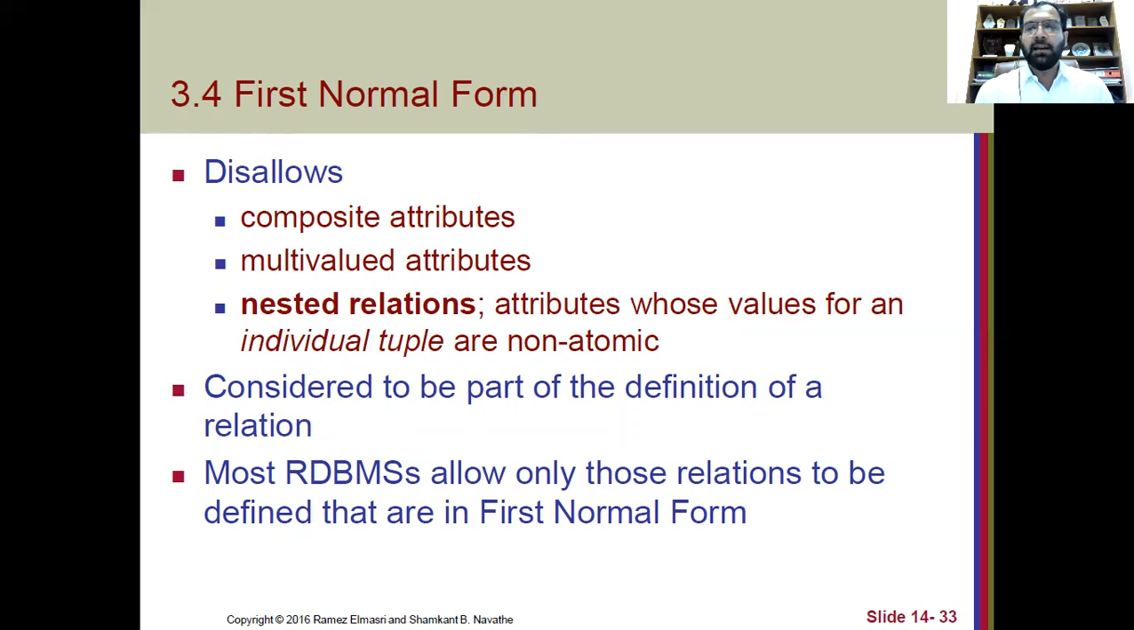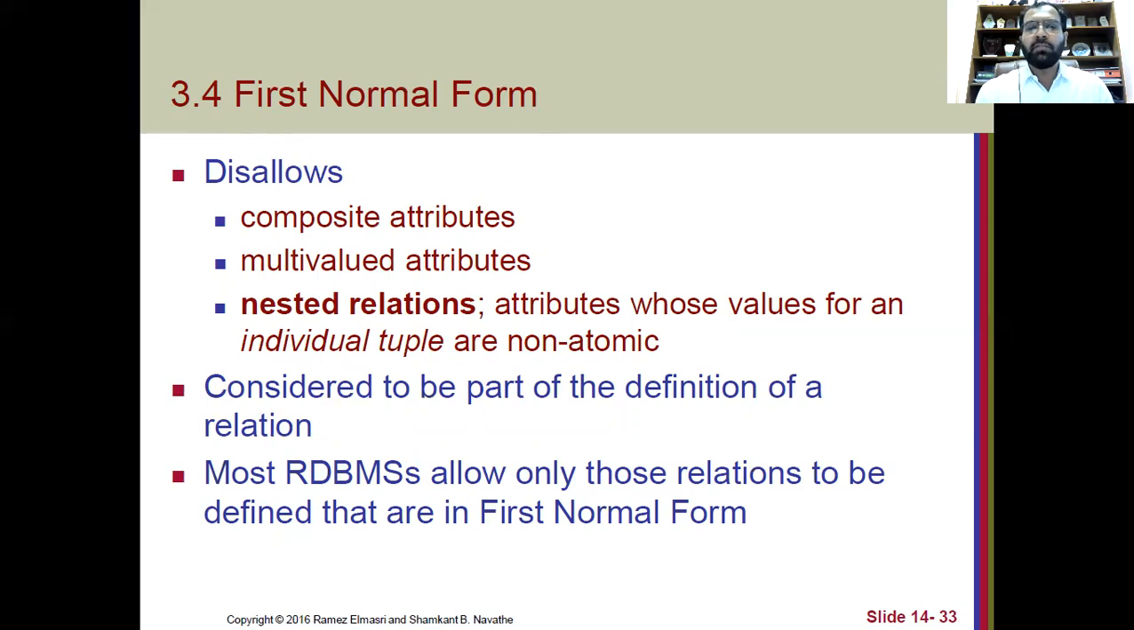It means at every row-column position there must be only a single value. There is no list of values or multi-valued attributes. Nested relations are also disallowed when we talk about first normal form: attributes whose values for an individual tuple are non-atomic, and actually these are nested, so connected to another relation, and so on and so forth.